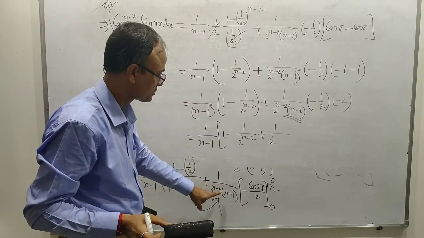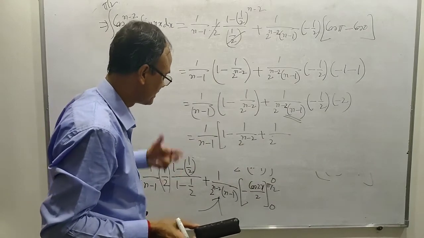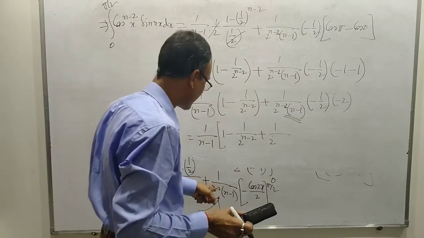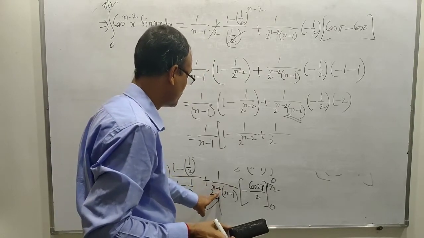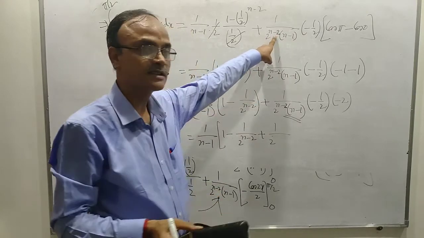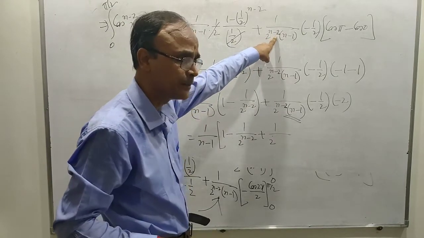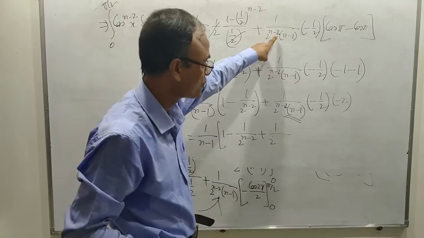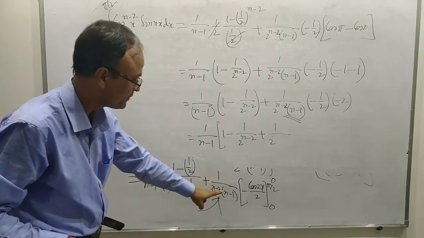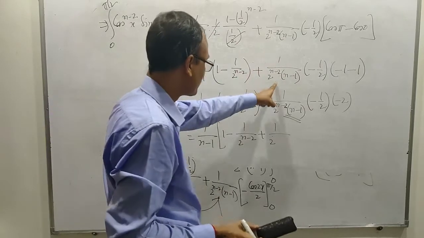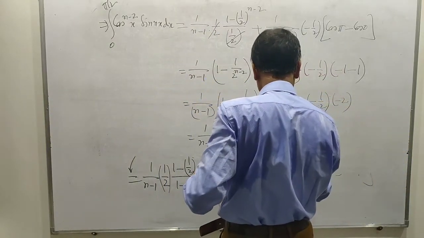Fortunately, we did not remove this term. Otherwise, the result would have been something wrong. We wrote 2 to the power n minus 1, it should have been 2 to the power n minus 2. Here you see 2 to the power n minus 2 everywhere.